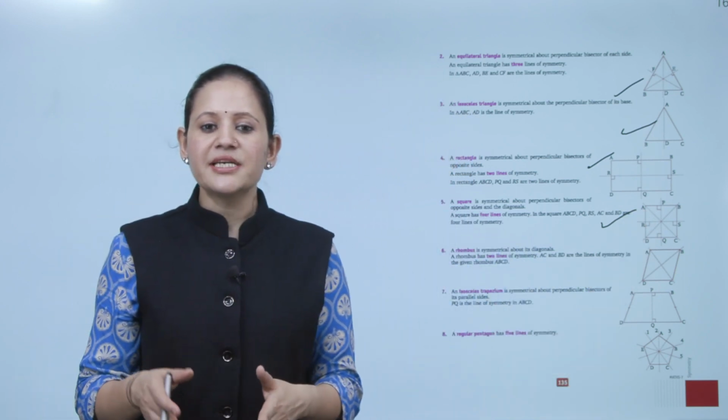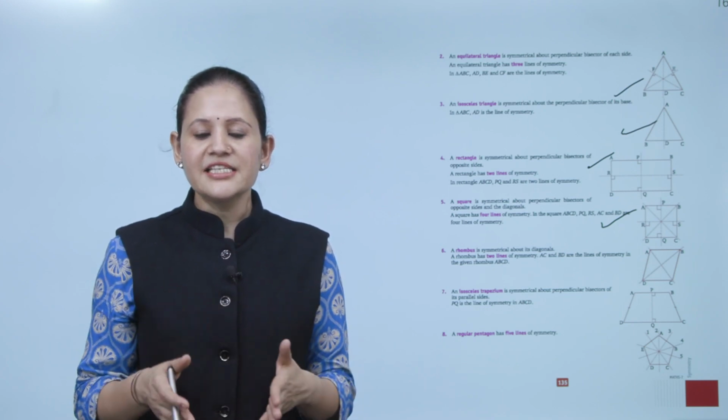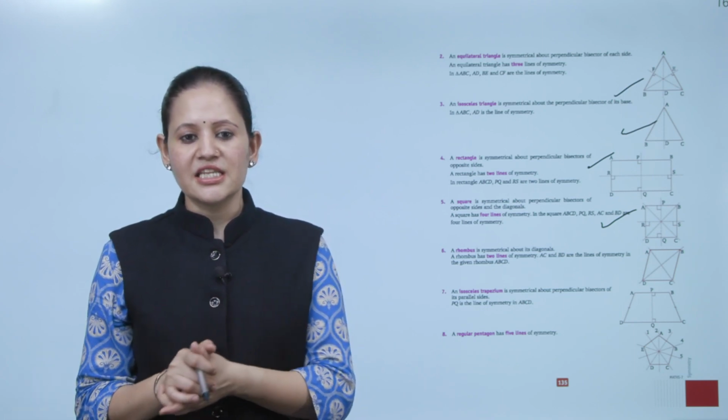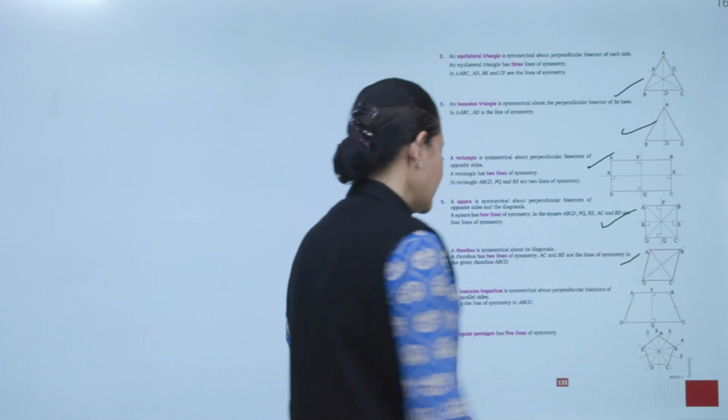The rhombus is symmetrical about its diagonals. The rhombus has two lines of symmetry. AC and BD are the lines of symmetry in the given rhombus ABCD. So these two diagonals are the lines of symmetry in the given rhombus.